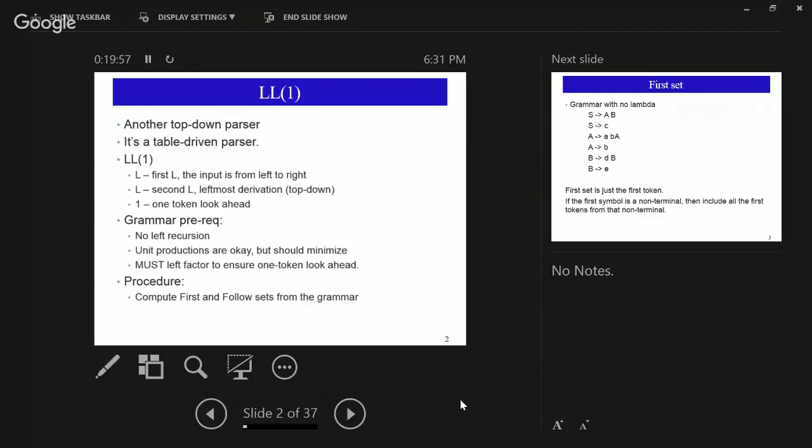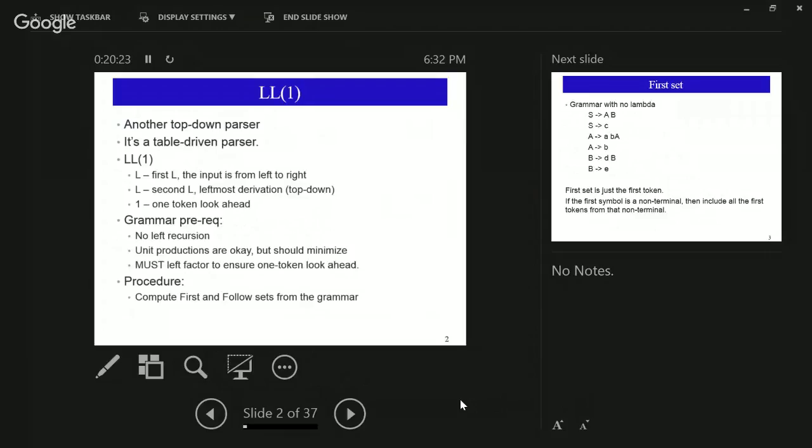And there are actually different varieties of LL. There are LL2, LLK. Those are much harder to implement, much harder to compute. So the first L just means the input is coming from left to right. And next time, I meant to bring you a programming language that actually reads from right to left, but I'll do that next time. I forgot to bring it.